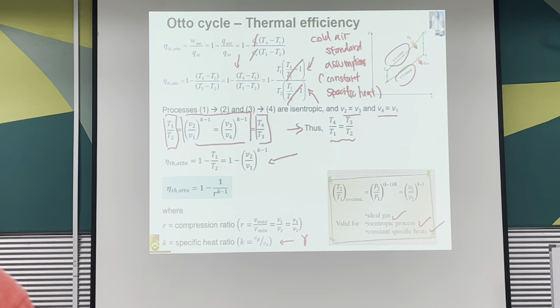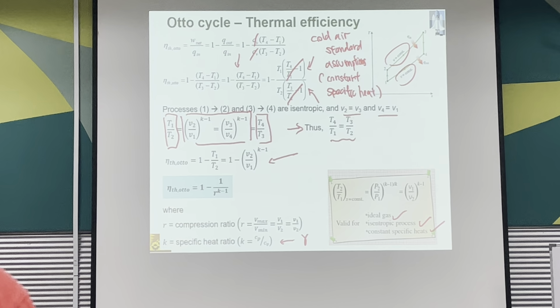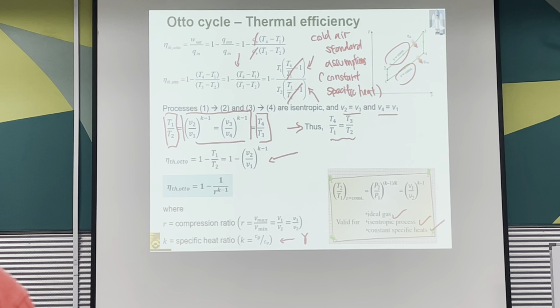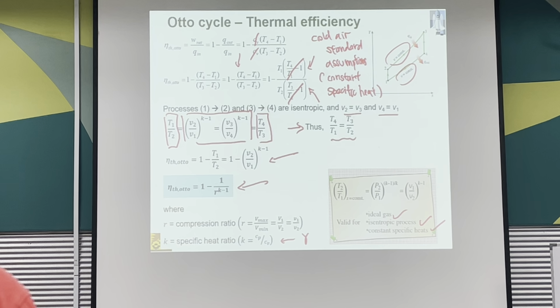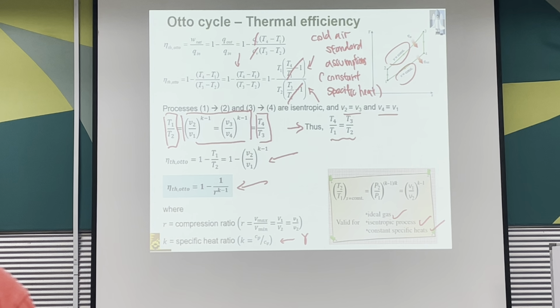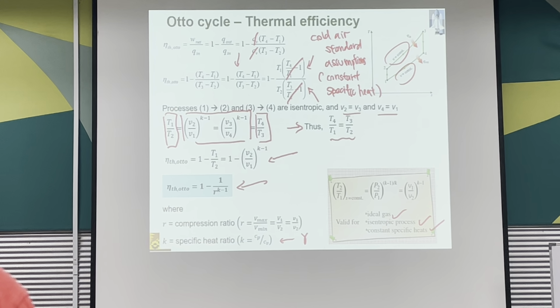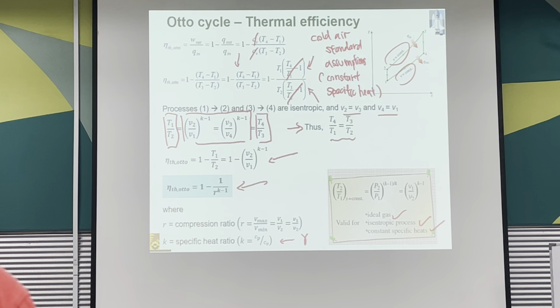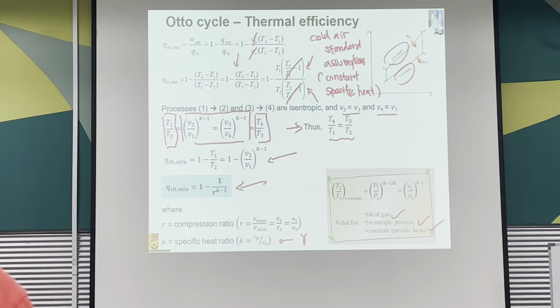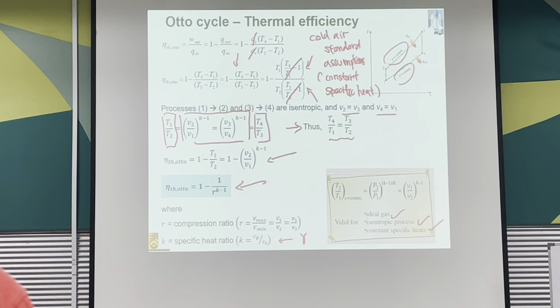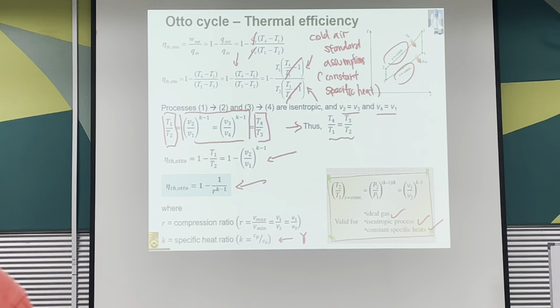Then we have this equation where, if you have an Otto cycle that is working on cold air standard assumption or constant specific heat, you can actually find the thermal efficiency directly through this equation. Of course, this is not going to be applicable if you are dealing with variable specific heat, but the value shouldn't change too much. So this is also sometimes an equation you can use to cross-check your answer essentially.